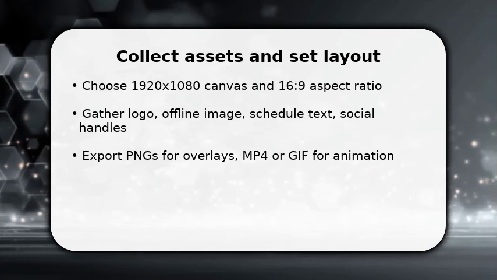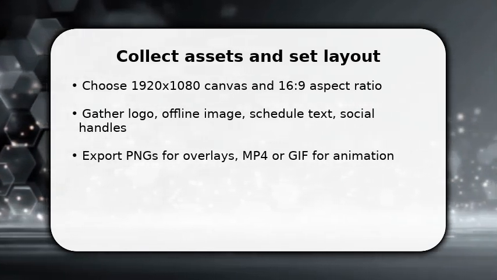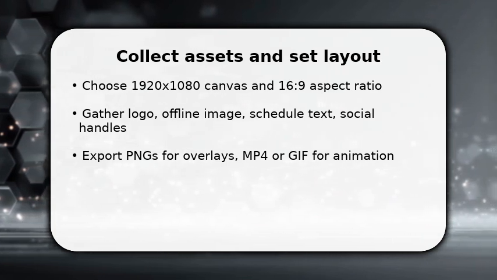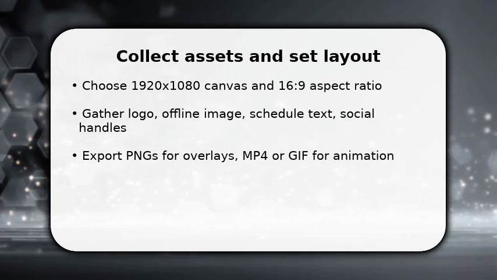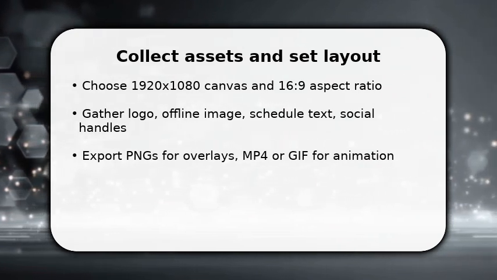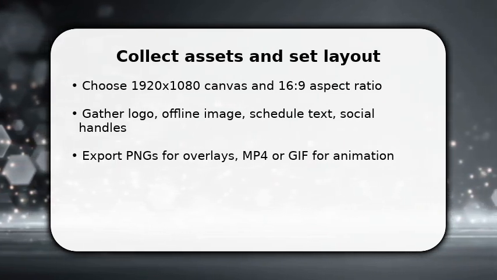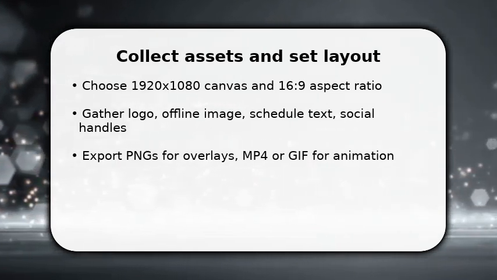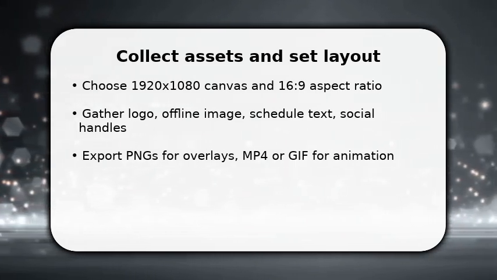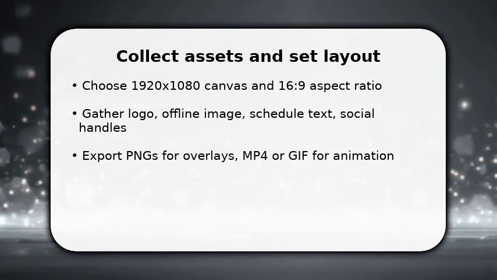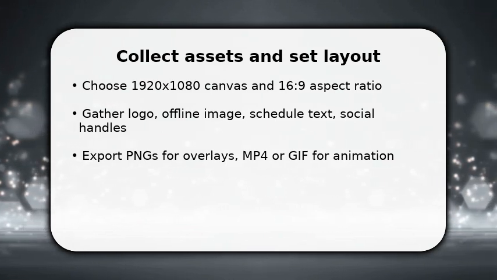You start by assembling the exact assets you'll use so you avoid rework later. Pick a 1920 by 1080 canvas, then import your logo, offline image, and any animated loop. Once done, create separate PNG overlays for text and a single MP4 or GIF for motion. Make sure to name files clearly and keep transparent PNGs under 1 MB where possible. This speeds import and keeps your broadcast software responsive as you build the waiting screen.